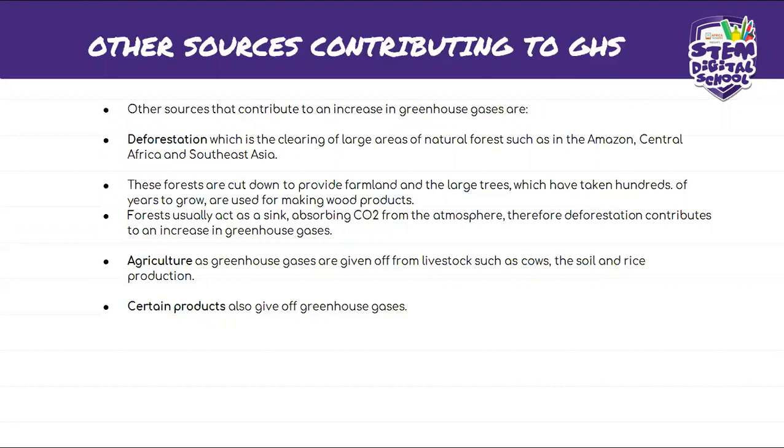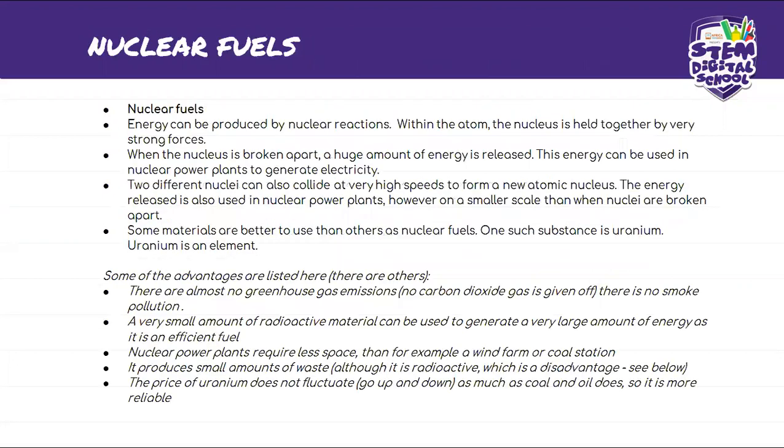Agriculture also gives off greenhouse gases from livestock such as cows, the soil, and rice production. Certain products are also greenhouse gases. Okay, let's move further.